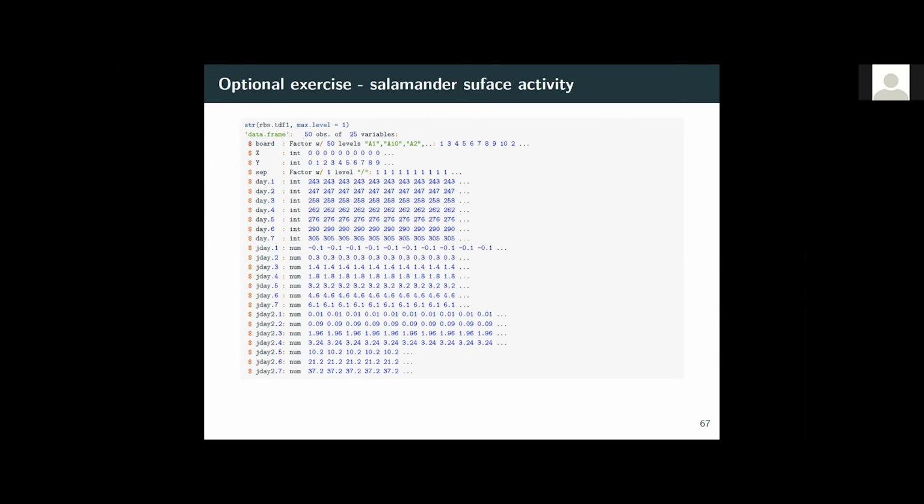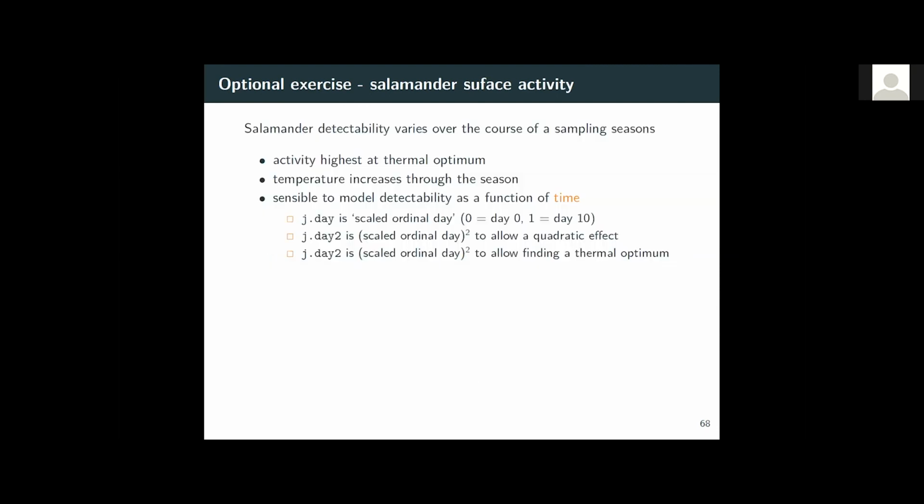If you look at this RBS TDF that I showed you before, what you'll see here is the trap ID, the X coordinate, and the Y coordinate. Here we have this separator column, and then I have all of these covariates: day, J day, which is Julian day or ordinal day, and J day 2, which is the squared version of J day. So just a bit more detail there.